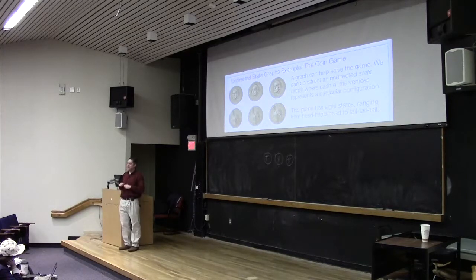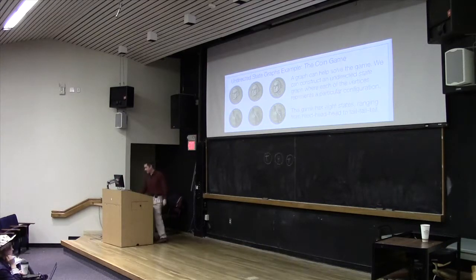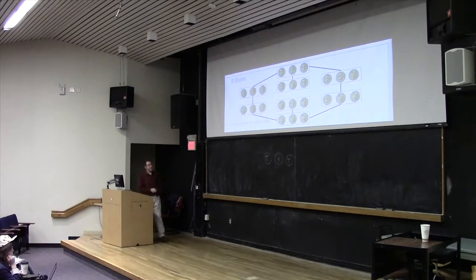Why are there 8 states here? 2 to the 3rd, right? Because each coin has 2 states, and there are 3 of them, and they can be in any order. So there are 8 different states here. Okay. And here's what they would look like if we did the graph.